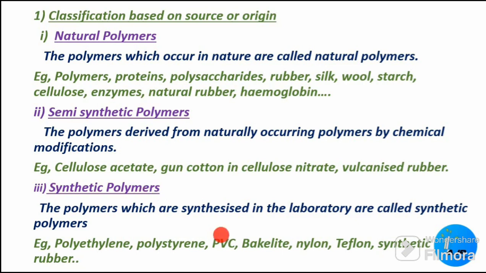Actually, these synthetic polymers are man-made polymers and they find a variety of applications in our day-to-day life. Most of the synthetic polymers are long-chain organic molecules containing thousands of monomer units. Whereas in the case of semi-synthetic polymers, vulcanized rubber is a semi-synthetic polymer. Compared to natural rubber, it has much improved properties and is used in making tires, etc. Gun cotton is cellulose nitrate and it is used in making explosives.